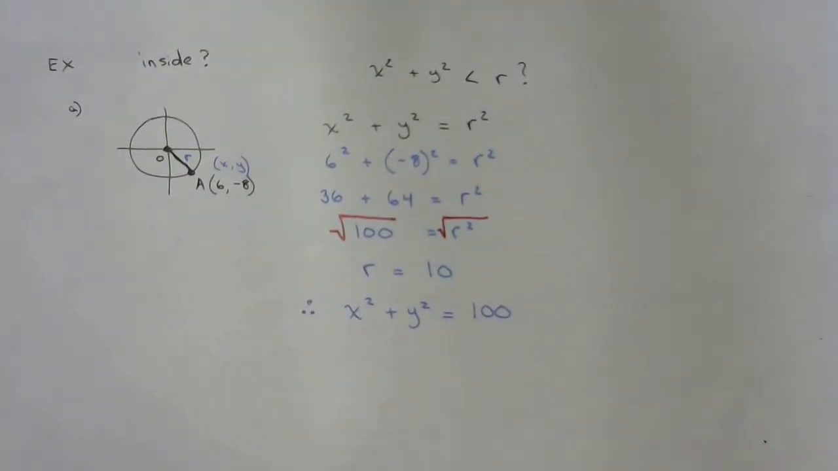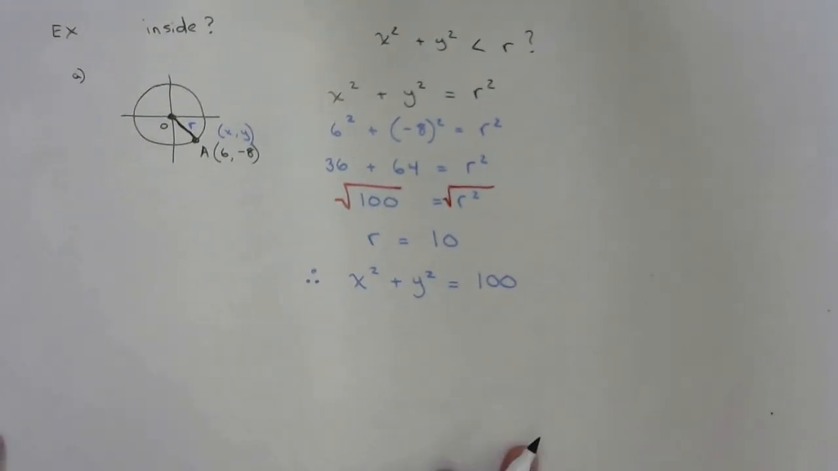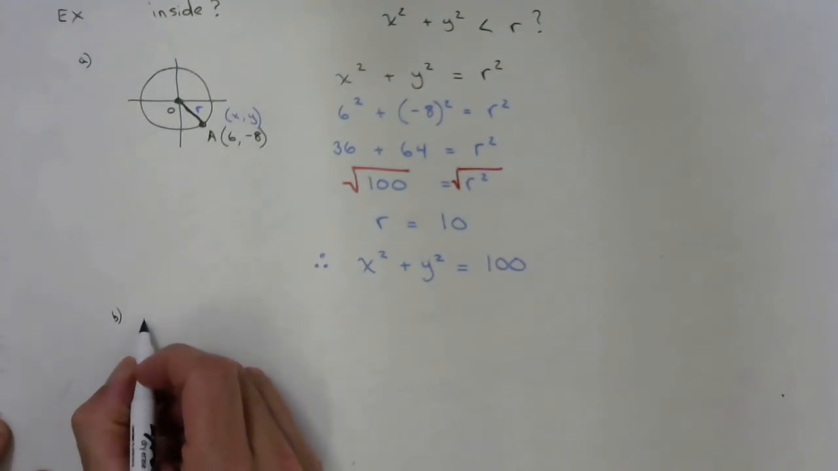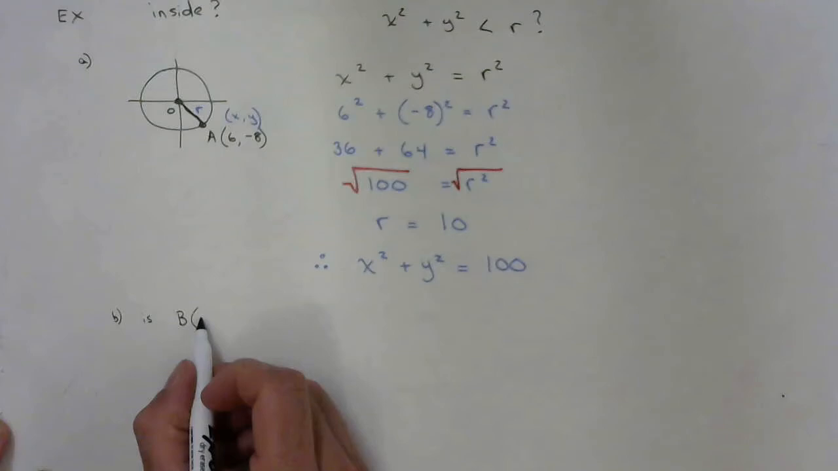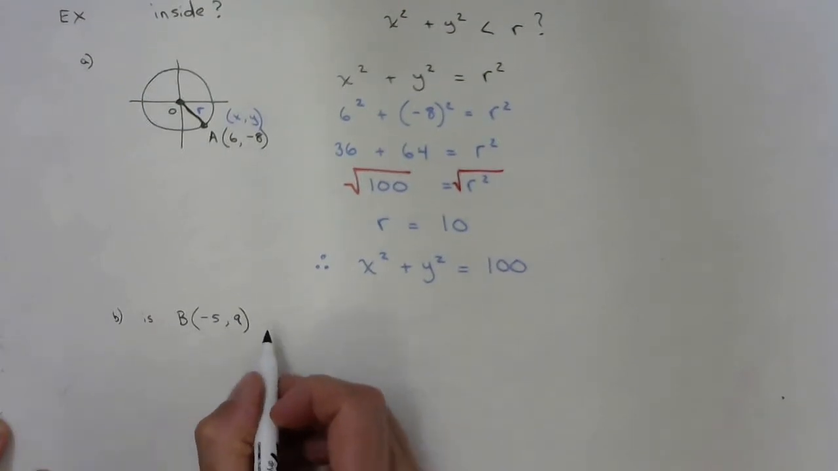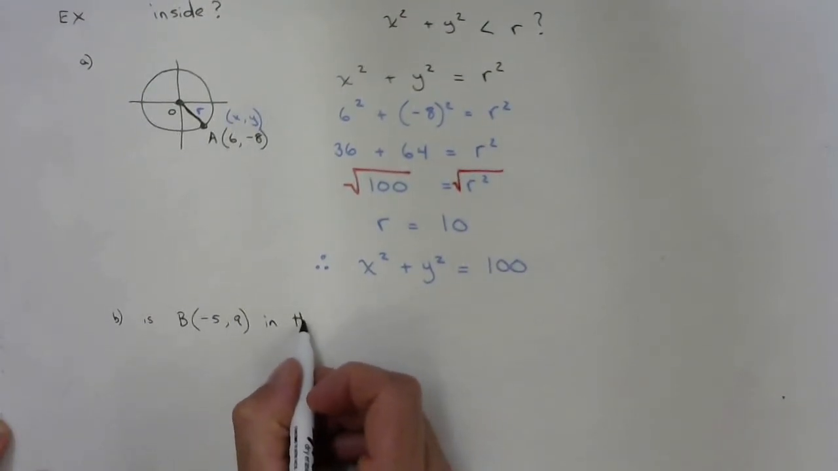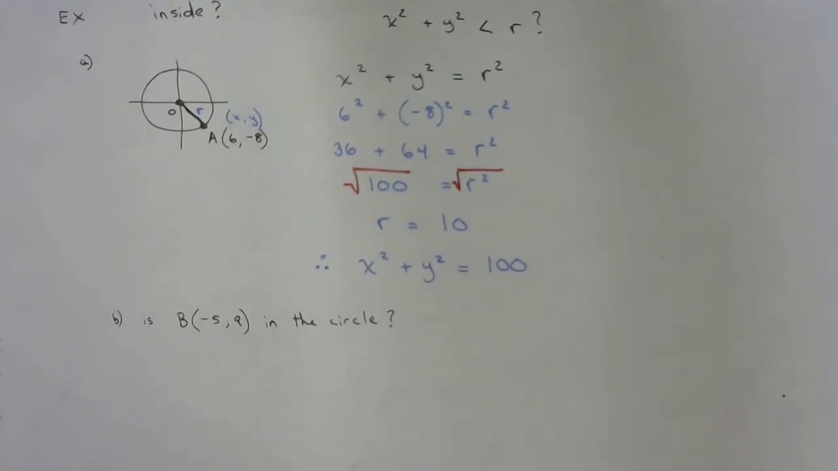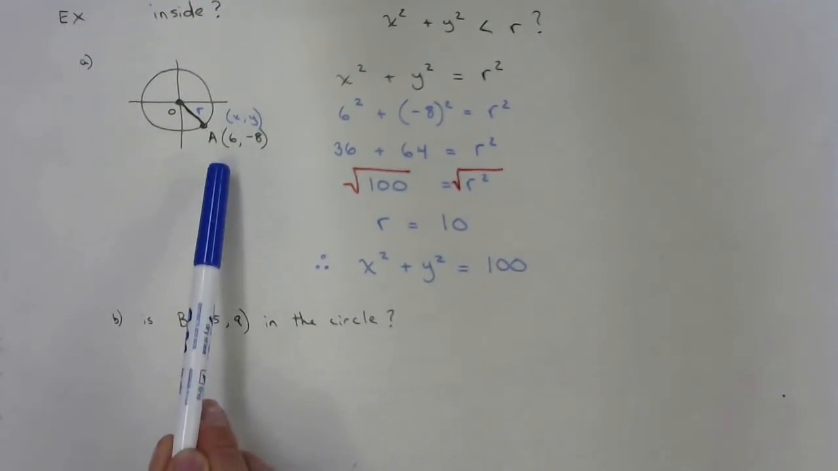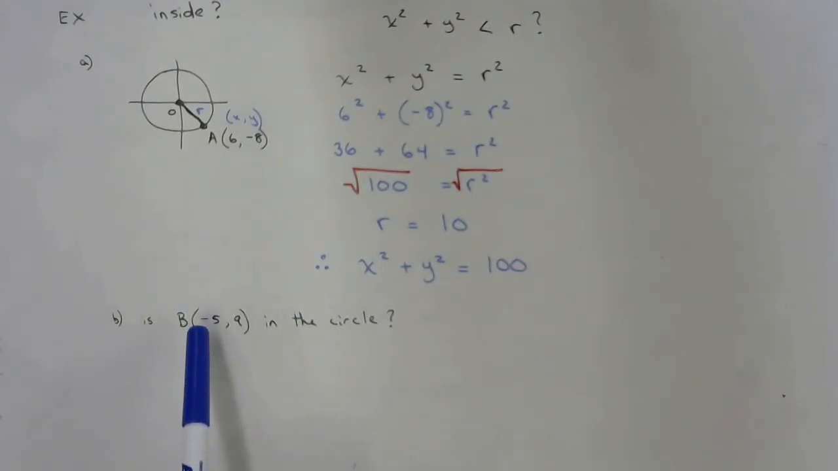And now I've got part B. Part B says, is the point B at negative 5, 9 in the circle? What's your guess? I don't think so. Ooh, yes, it would be. Yes. No. I don't know. The circle goes through 6, negative 8. Is this one going to be in the circle, on the circle, or out of the circle?